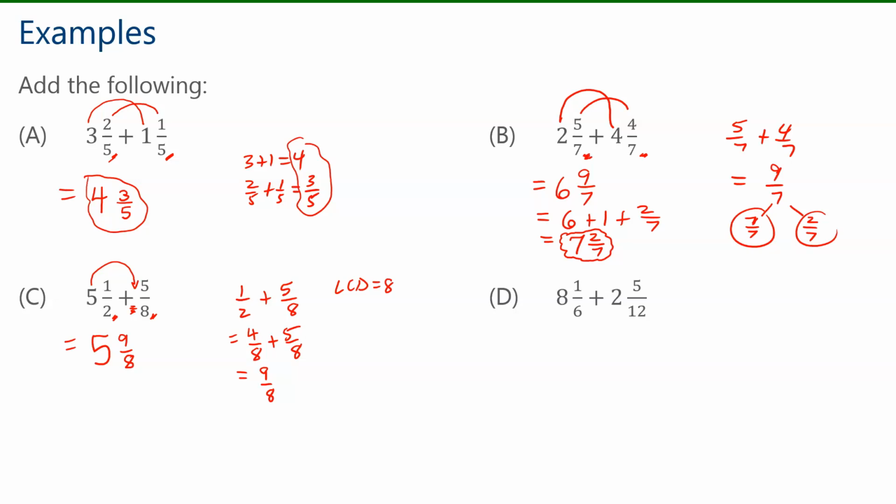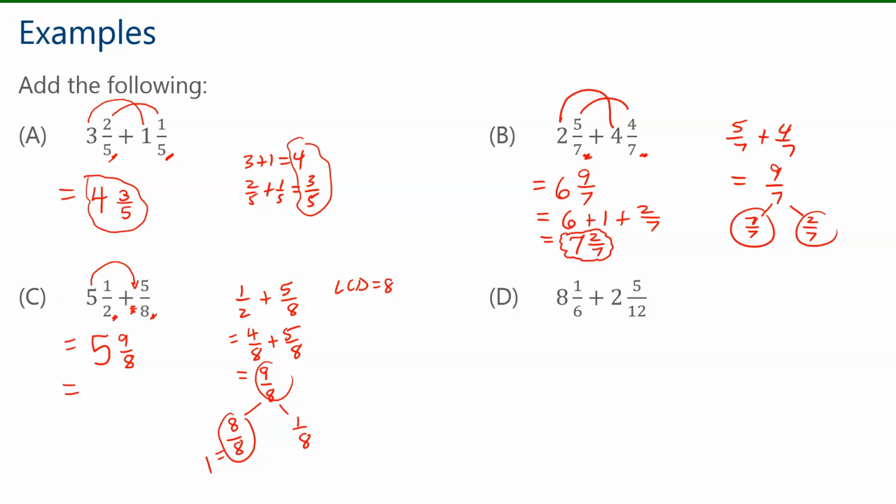Do we have an issue? Yeah, we do. Because 9 over 8 again, that is an improper fraction. We can break that down into an 8 over 8, which gives us another whole, and we're left with 1/8.